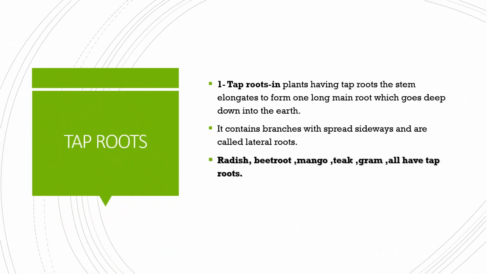Roots are mainly divided into two types, namely taproots and fibrous roots. Now, what are taproots? In plants that have taproots, the stem elongates to form one long main root which goes deep down into the earth. It contains branches which spread sideways, and these branches are known as lateral roots. Examples of plants that bear taproots are radish, beetroot, mango, teak, gram, etc.